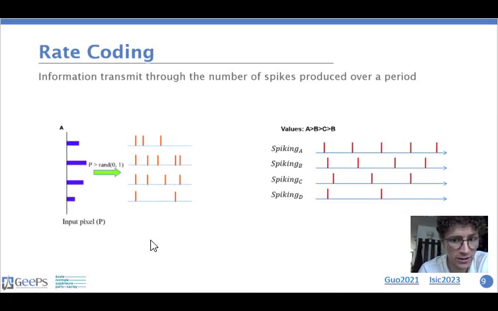So first, rate coding. In rate coding, the information is transmitted through the number of spikes, as I said before, so through the number of spikes produced over a period of time, or the frequency of firing rate. This is very, very easy to understand. The higher the value to be encoded, the higher will be the frequency or the number of spikes.